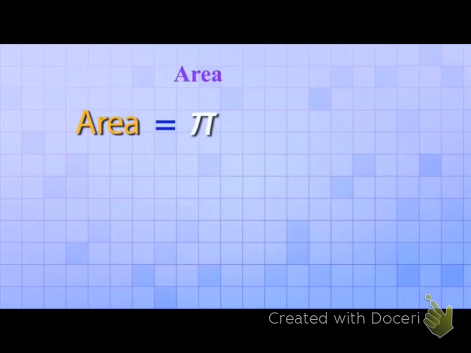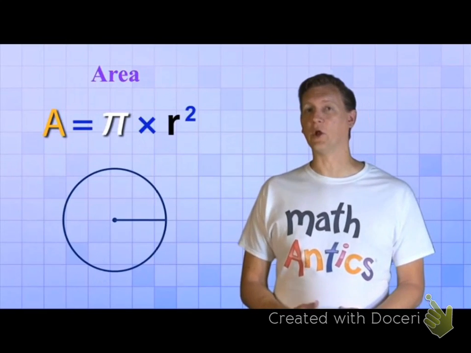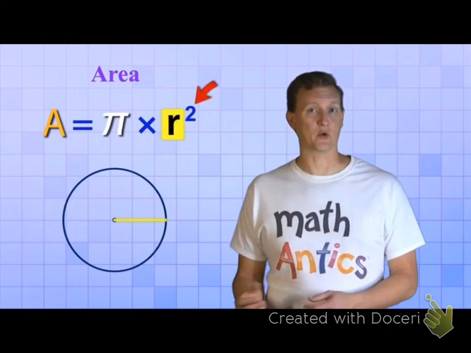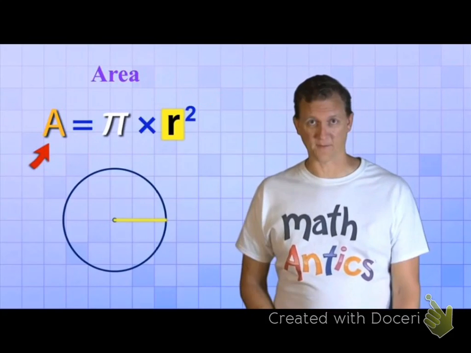The formula for finding the area of a circle is area equals pi times radius squared. Again, we can use abbreviations to make it shorter: A for area and R for radius. Now this is a pretty simple formula too. It tells us that if we know the radius, we just have to square it and then multiply that times pi to get the area.